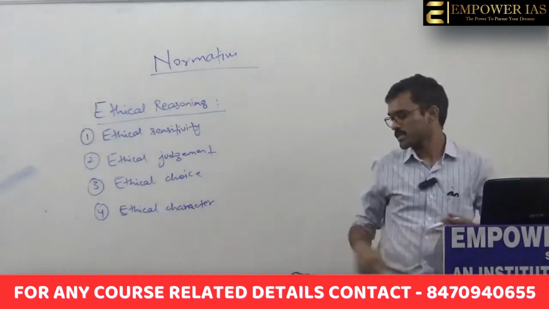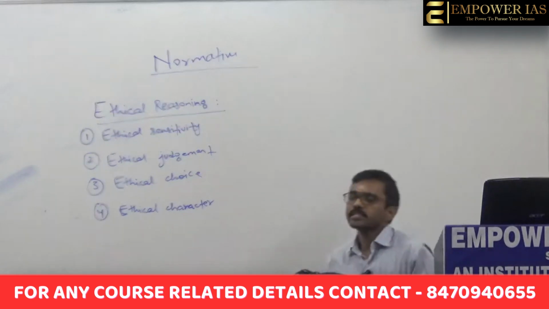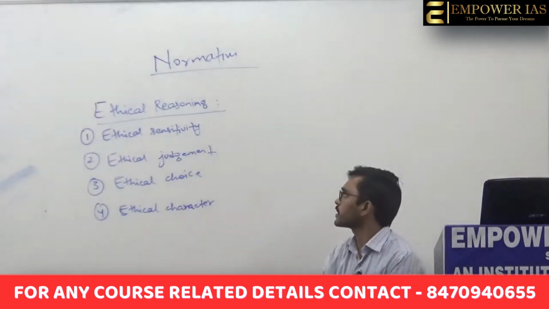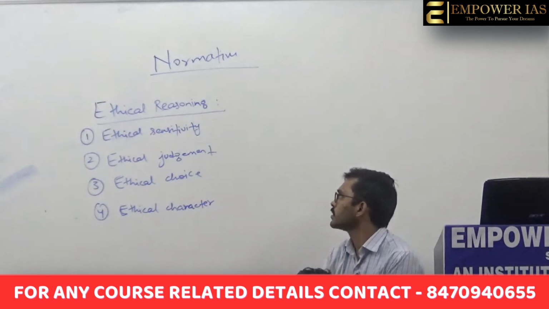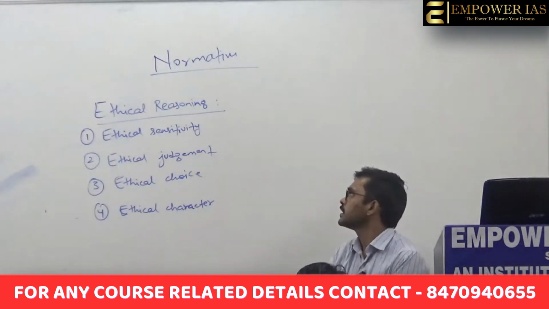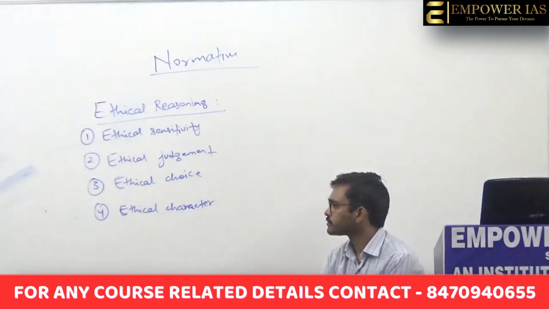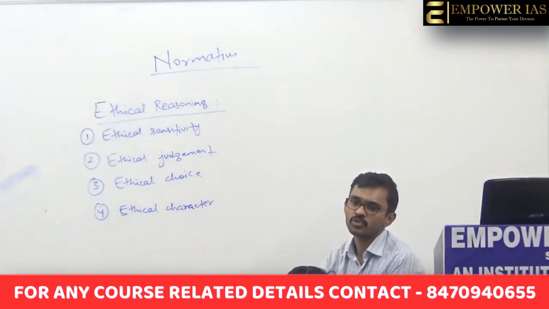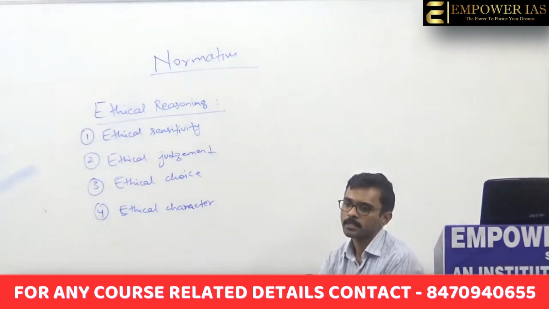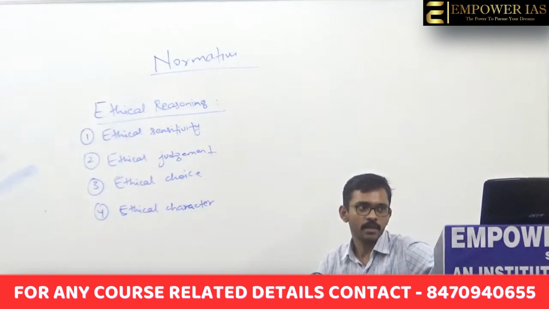Ethical reasoning has four components: ethical sensitivity, ethical judgment, ethical choice, and ethical character. The first is ethical sensitivity. What does ethical sensitivity mean? It means the ability to identify a situation of ethical dilemma.